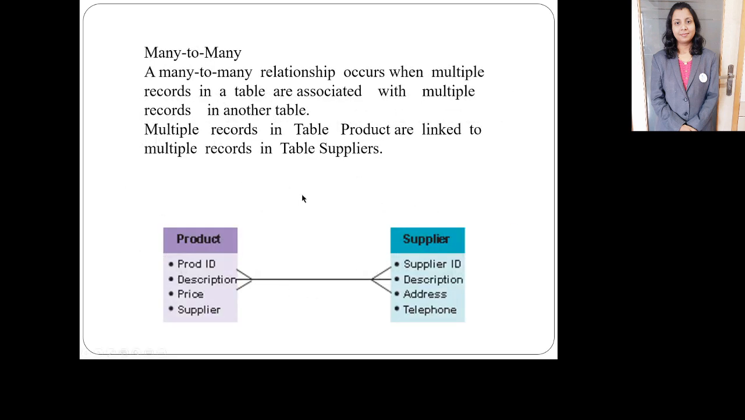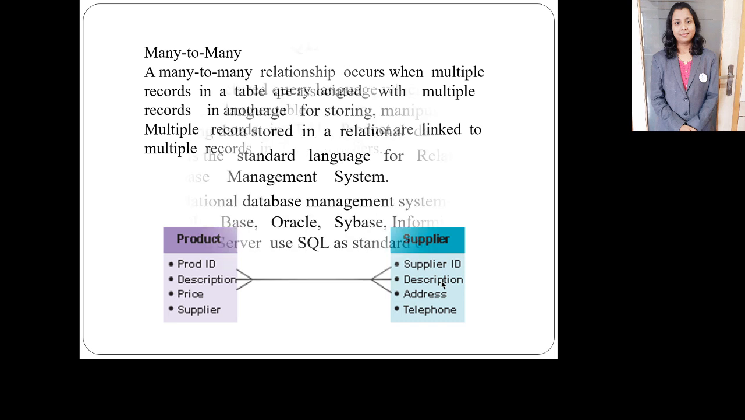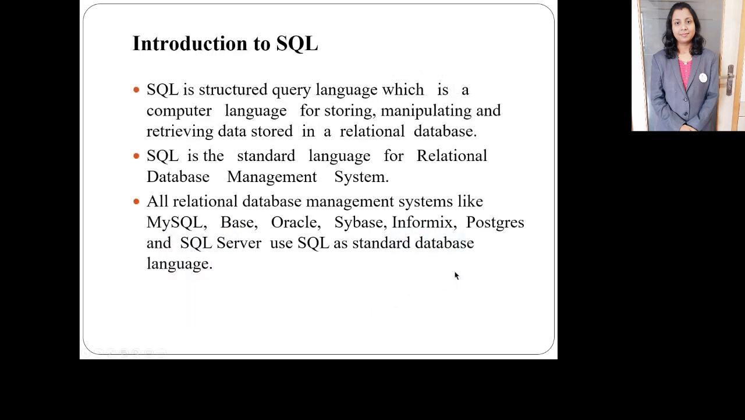The third is many to many. A many to many relationship occurs when multiple records in a table are associated with multiple records in another table. Multiple records in table product are linked to multiple records in table suppliers. So there are many products supplied by many suppliers. Many products, many suppliers, many to many relationship. So these were the relationships.